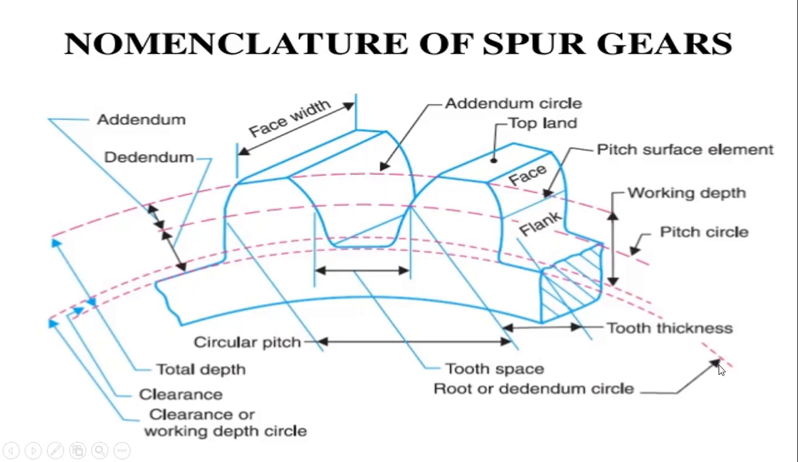And the lowermost part, which we can see in the tooth, is the dedendum circle, or we can call it the root also. The other name for it is roots. And it has the flank, which is the curvature and the connection between the vertical and horizontal part. So this is the flank. And next one is the face.